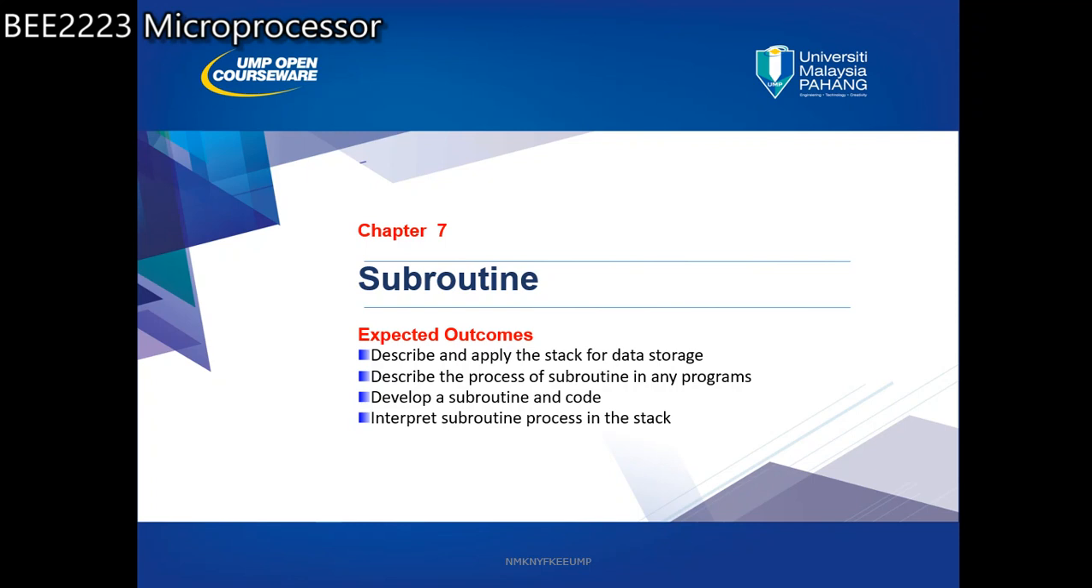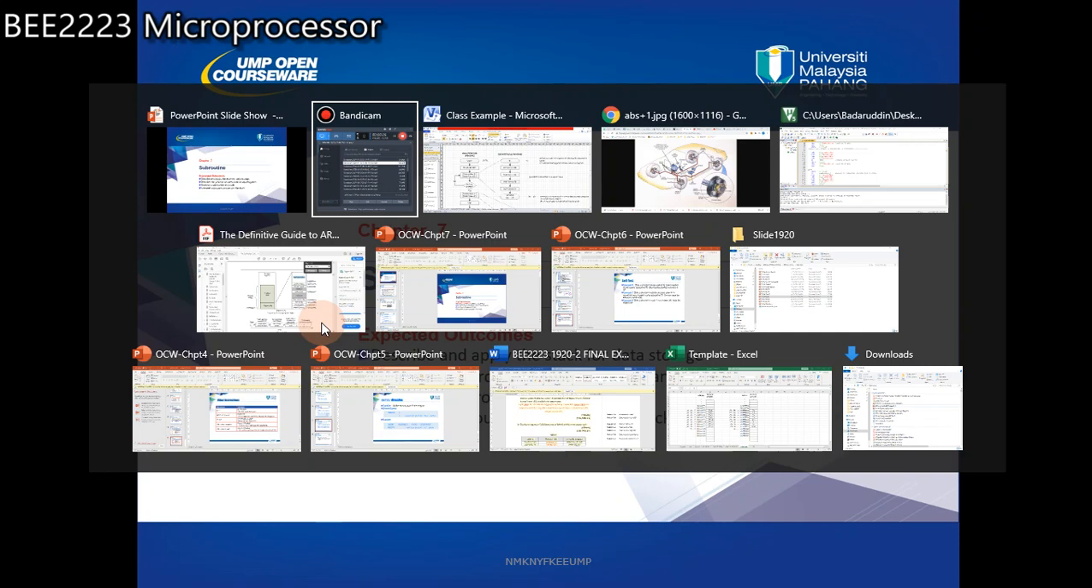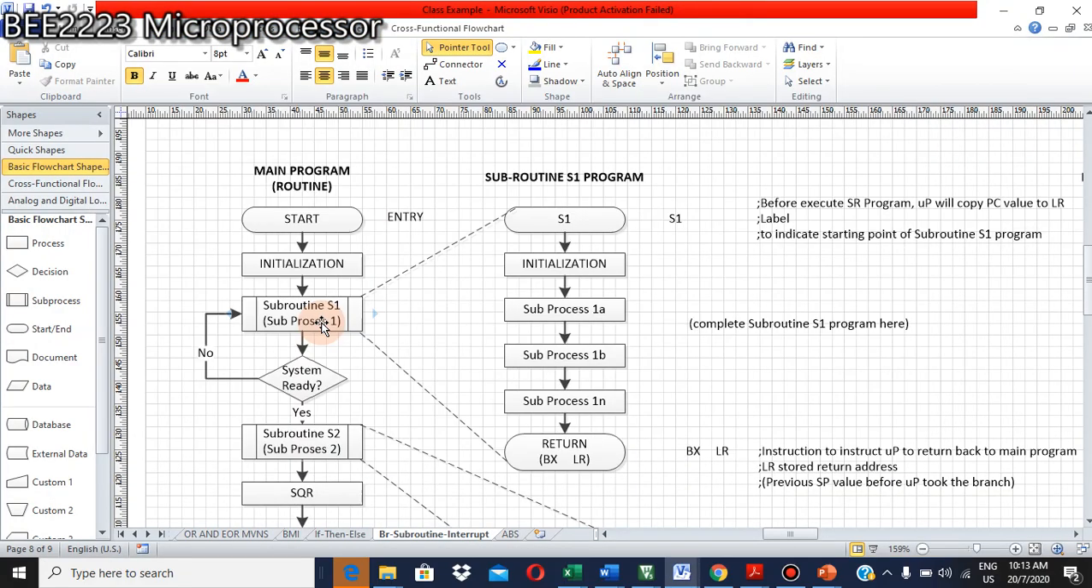In this video, we will try to understand the difference between the conventional branch, subroutine, and interrupt as well. Let's look into the flowchart.